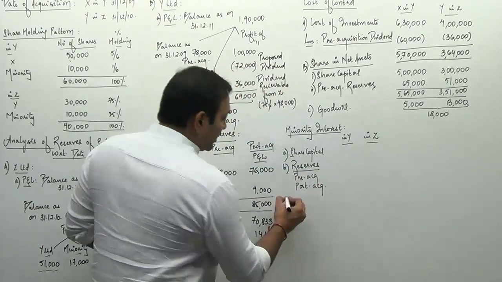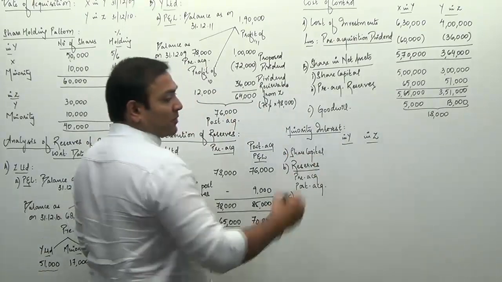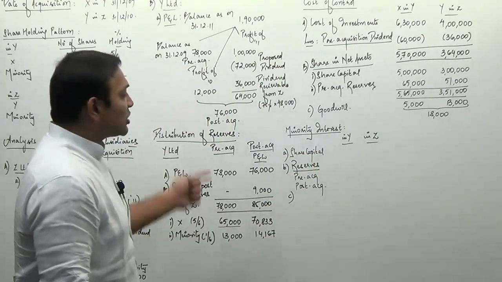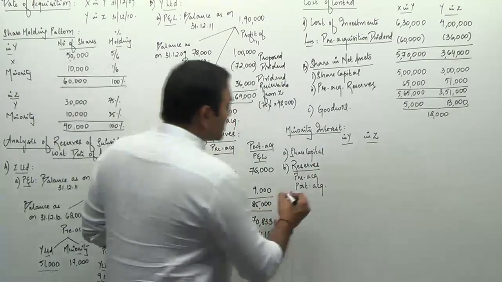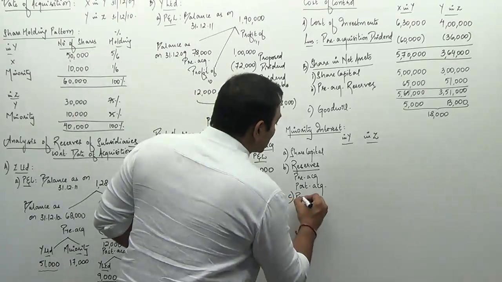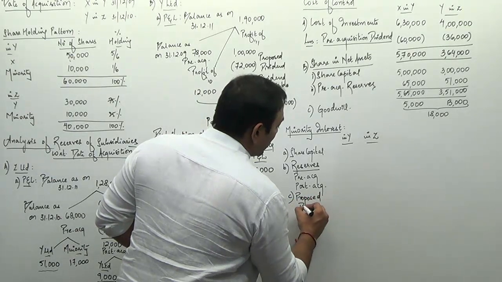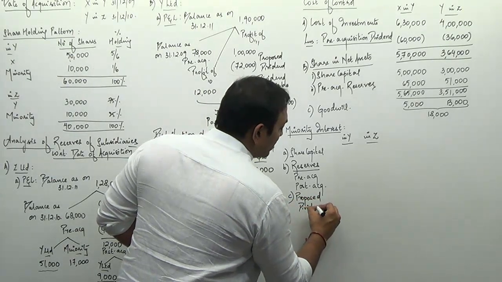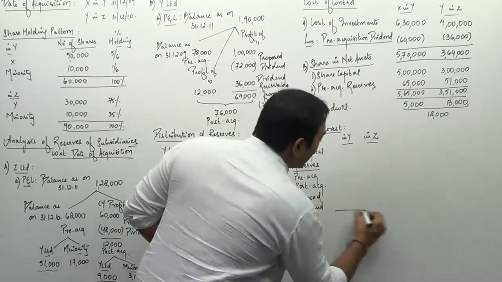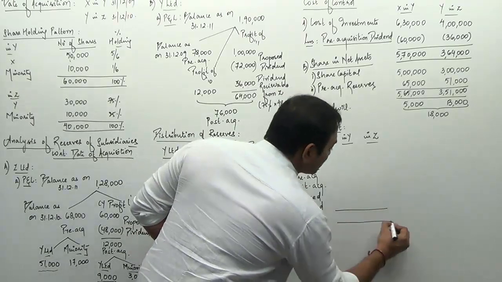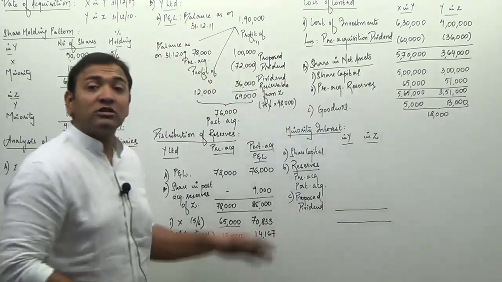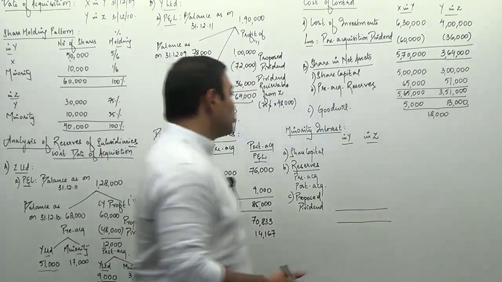In addition, since the dividend is proposed by the subsidiary and a portion is receivable by the minority interest, I'll also add their share of proposed dividend. It is not yet paid, so it becomes a liability to be added to minority interest. If it was paid, then I don't have to add, because the liability automatically reduces.